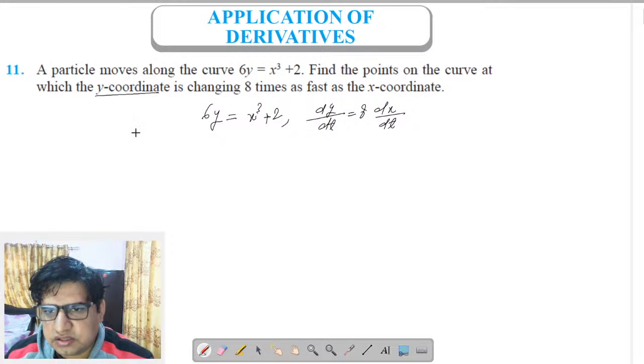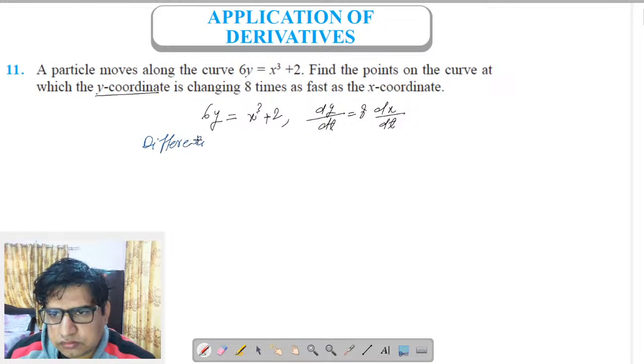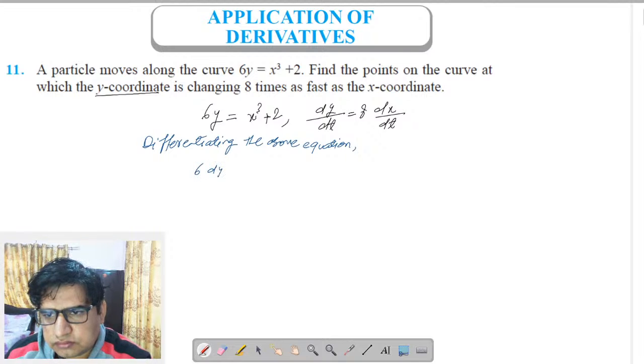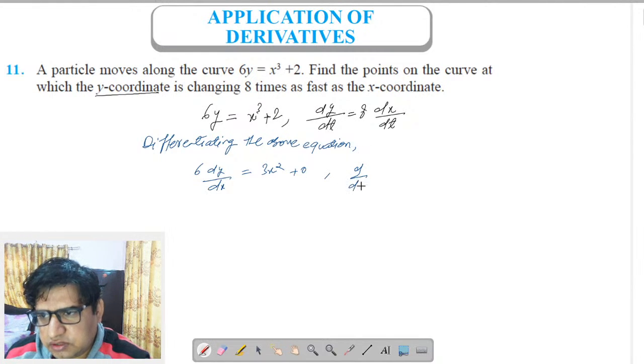Differentiating the above given equation, that will be 6 dy/dx = 3x^2 + 0, because as we know the differentiation of a constant is 0. So here we have solved it.